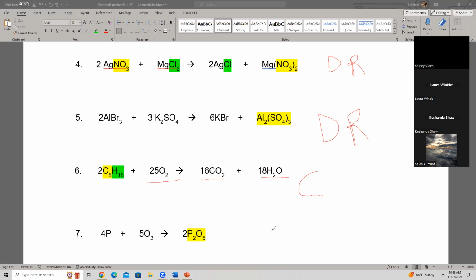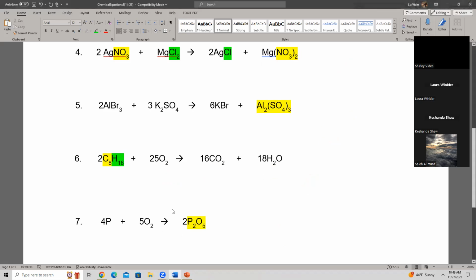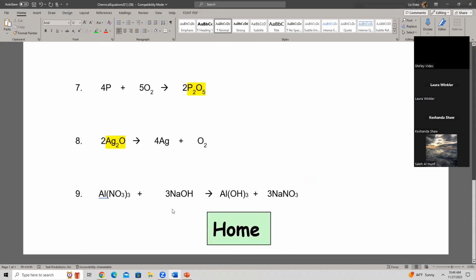All right. What about the number 7? Well, the last one you can see here. Synthesis. Very good. Yes. Excellent. See, you're all getting it. I love it. I told you this is not the hard part at all. This is the easy part. The harder part is the balancing.